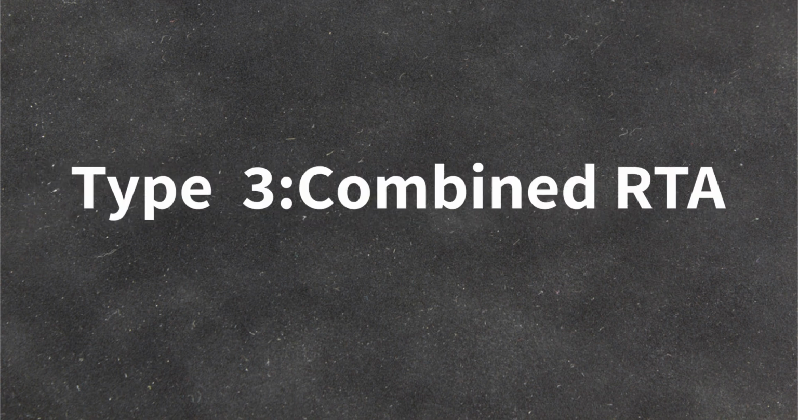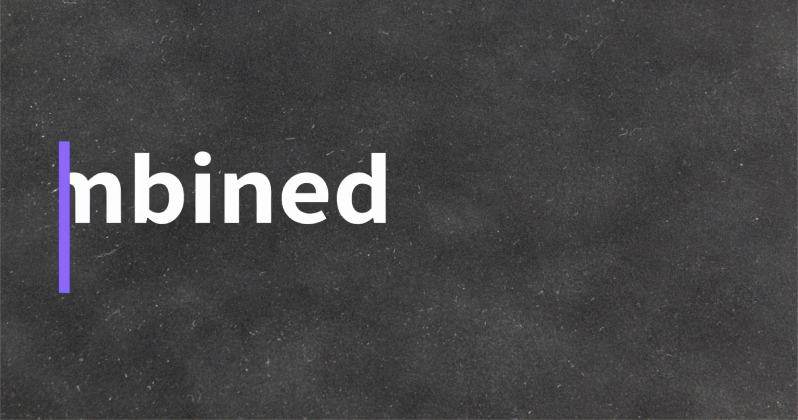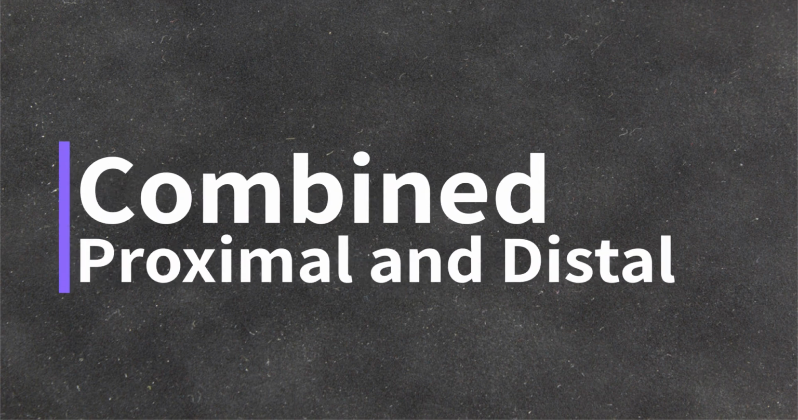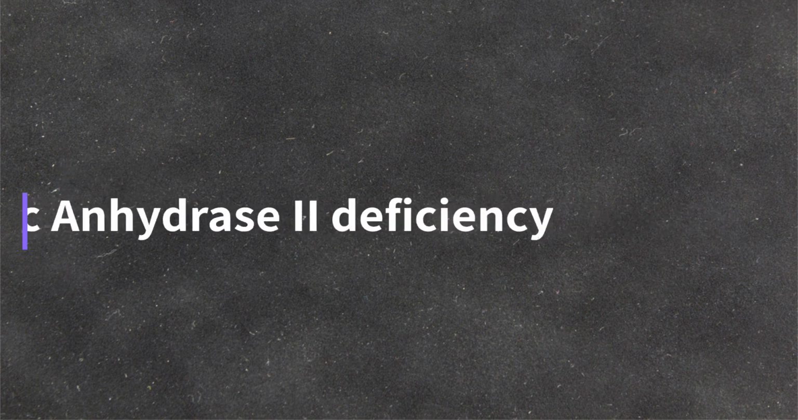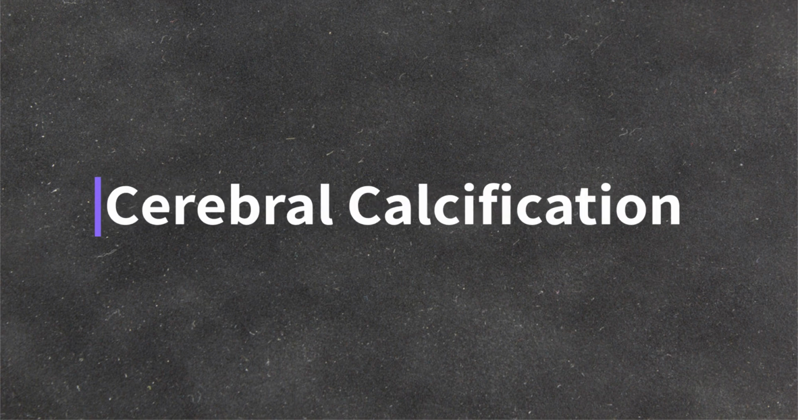Type 3, combined renal tubular acidosis. We will take the letter C, first letter in the type name, to remember it. C4. Combined means proximal and distal. Carbonic anhydrase 2 deficiency. Cerebral calcification.